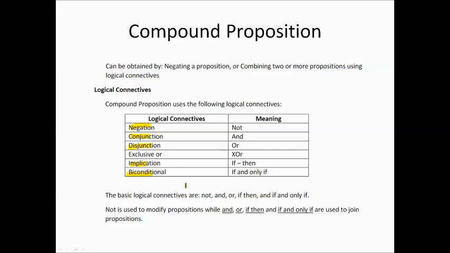Okay, so not, or the negation, is used to modify the proposition, while and, or, if then, and if and only if are used for joining propositions. So remember that, class. Again, not is only used to modify, while and, or, if then, and if and only if are used for joining propositions. Okay?